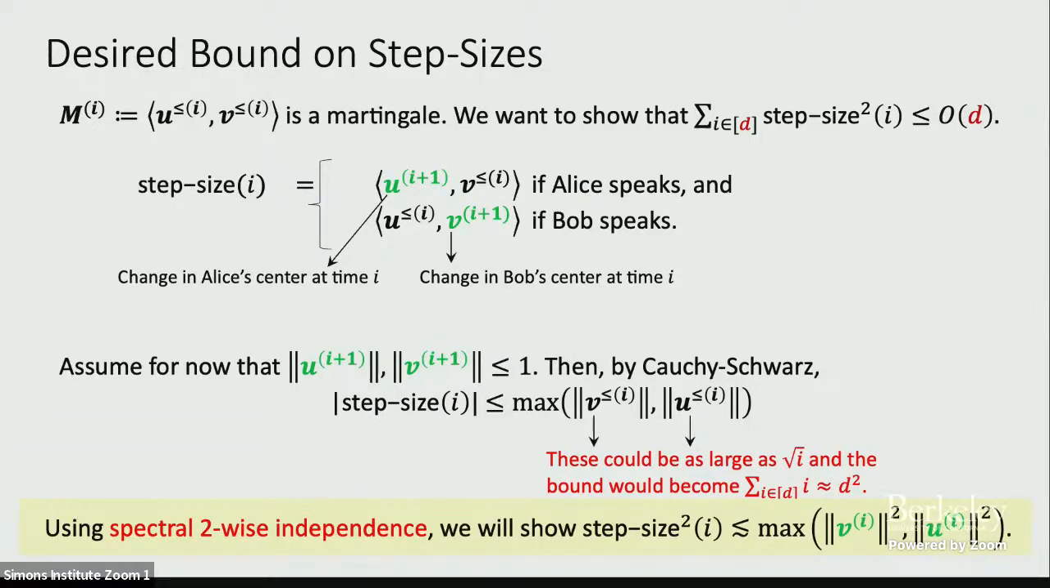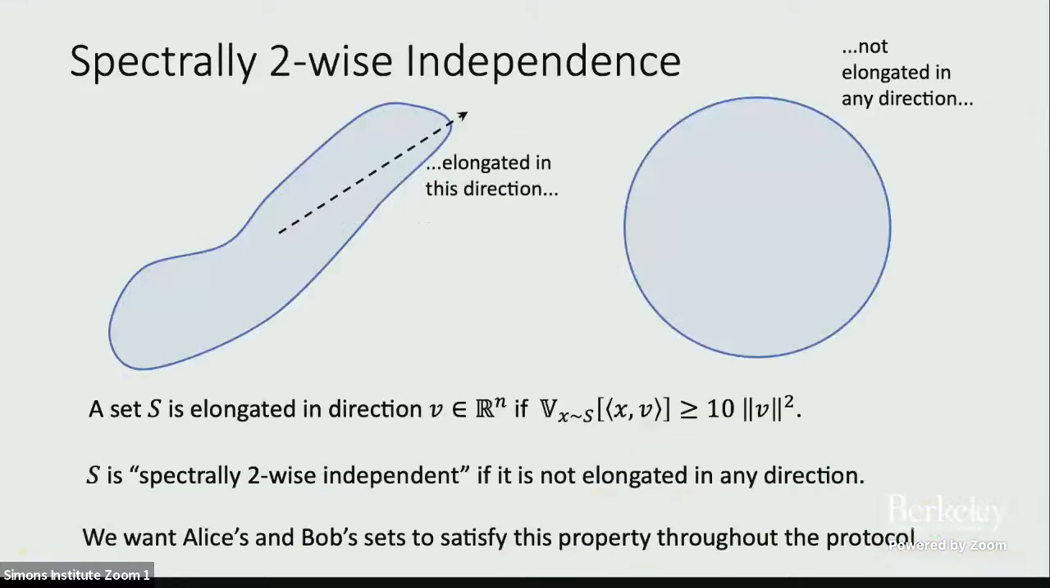Now let me define what the spectral two-wise independence is. We say that a set S is elongated in direction v if the variance of that set in that direction is large. You look at the projection of the set on this direction v, which is the random variable x dot v, where x is uniformly random from S. If this random variable has large variance, we say that the set is elongated in this direction. Pictorially, you have this set which is elongated in this direction, and you have this set which is not elongated in any direction. This is what this is trying to capture.